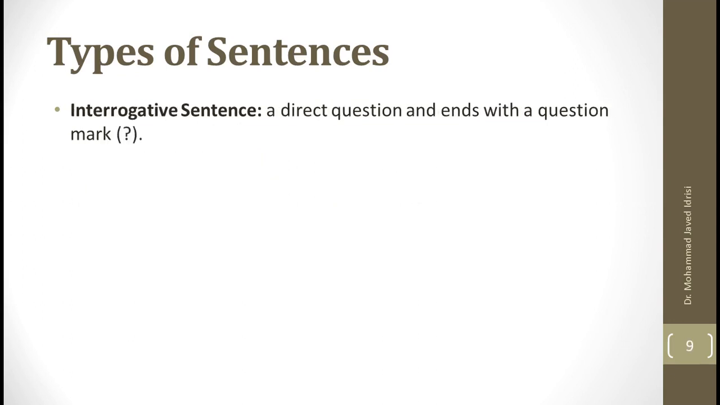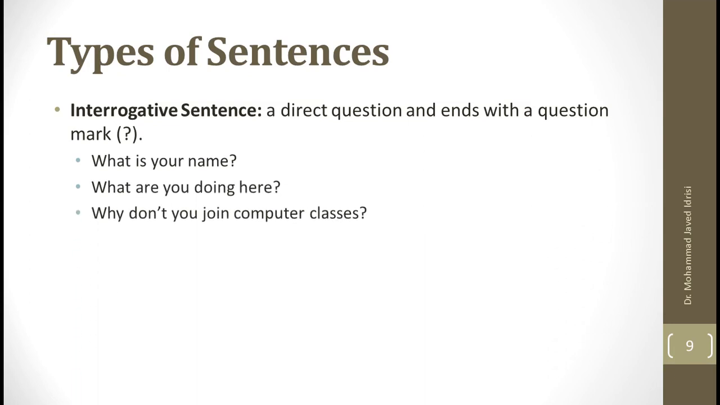The next is interrogative sentence. It is a direct question and ends with a question mark. For example, what is your name? What are you doing here? Why don't you join computer classes? When will we meet again? Where are you from?